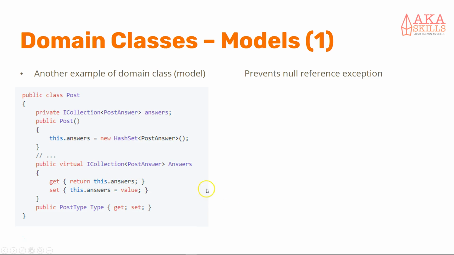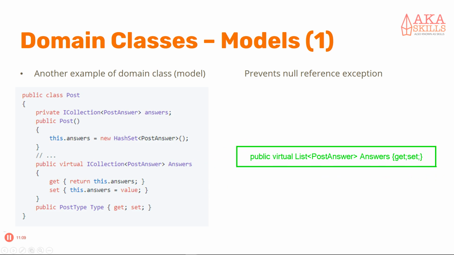So let's review a little bit of this code. Why am I using a hash set, and why am I using, let's say, a field, then assigning it inside my constructor, and after that doing it in the property? And generally, why am I using a hash set, why don't I say public virtual list post answers get set? Well, that looks cleaner, right? It looks shorter, quicker to code. Well, yes, but with some long-term effects.